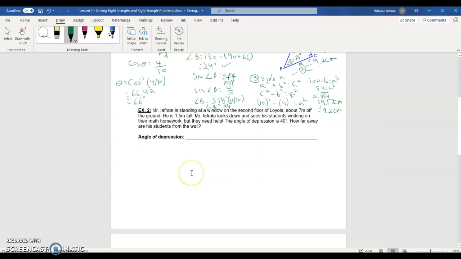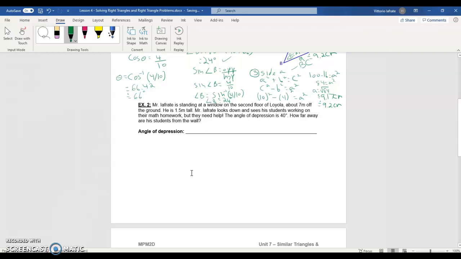So let's go and start the next question, example 2. We're going to define a few terms and then work on the problem. We'll most likely be able to finish it in the next video. So we have a situation where it's more of a real-world application problem. Mr. Efrate is standing at a window on the second floor of Loyola, about 7 meters off the ground. He is 1.5 meters tall. Mr. Efrate looks down and sees the students working on their math homework, but they need help. The angle of depression is 40 degrees. How far away are his students from the wall?